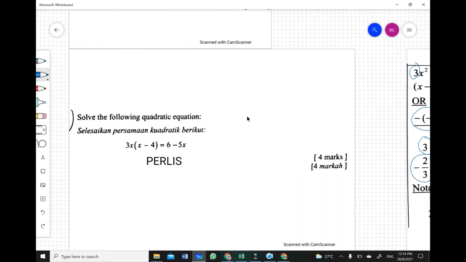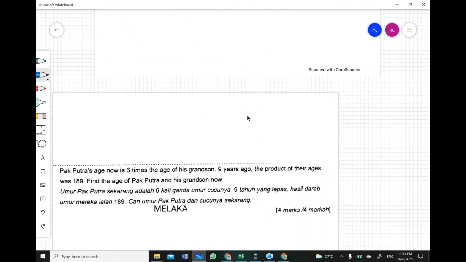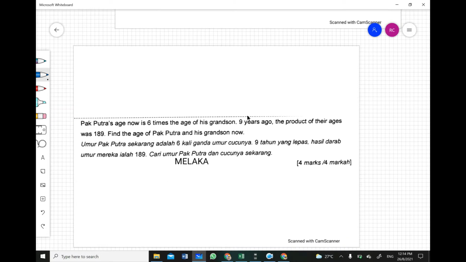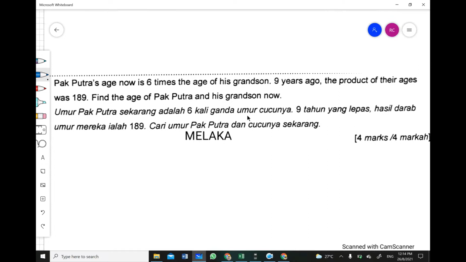After this is which step? This one is about the age. All the marks over here is 4 marks. Pak Putra's age now is 6 times the age of his grandson. 9 years ago, the product of their ages was 189. Find the age of Pak Putra and his grandson now. So you need to find the age of Pak Putra and also his grandson. Therefore, you need to come up with an equation yourself.